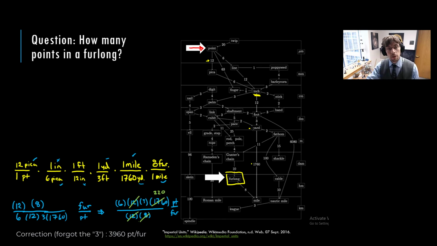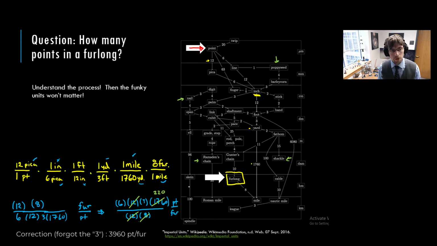Now go ahead. And if you feel a little bit queasy, a little bit uncomfortable, go ahead. Pick another 2 on this chart. See if you can work your way between the 2. I don't know. How many poppy seeds are in a nail? Or maybe, how many shackles are in a ramsden chain? I have absolutely no idea what these things are. But like I said, if you understand the process, the funky units won't matter.